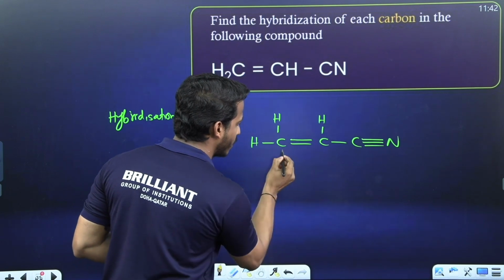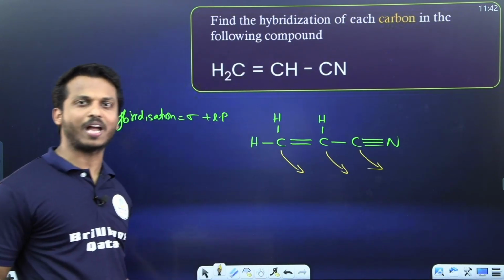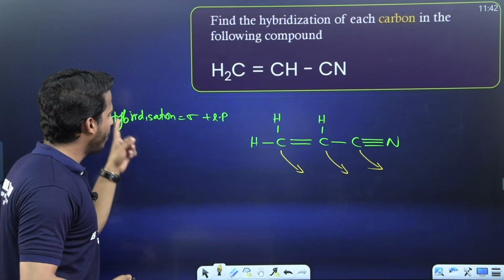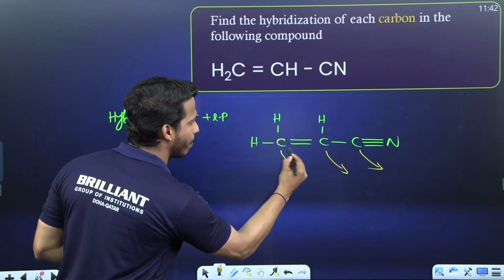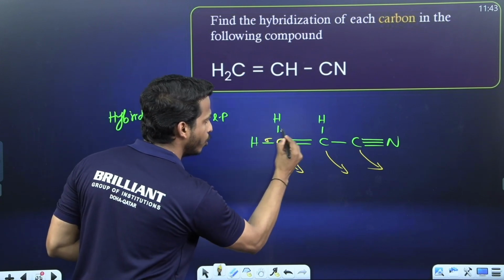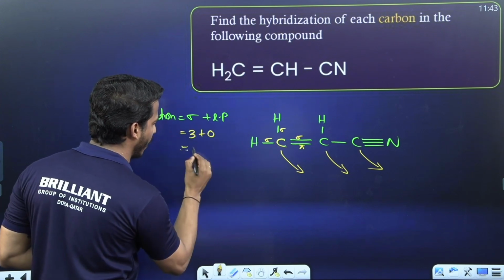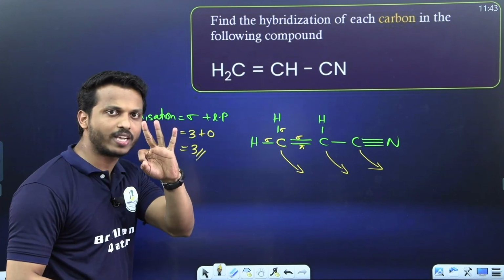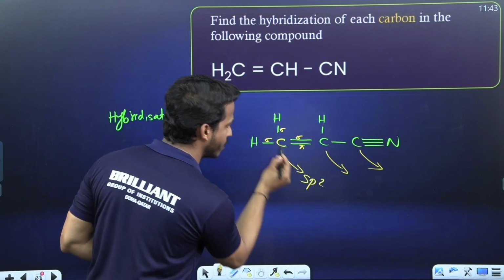What is the hybridization of each carbon? Can you tell me, dear all? In a short way, how to calculate hybridization? Hybridization is calculated by the sum of sigma bonds and lone pairs, right? Tell me, on this carbon, how many sigma bonds? 1, 2, 3. This is pi, right? So total 3 sigma bonds, no lone pair. 3 means what is the hybridization? sp2. Okay, so this carbon is sp2.